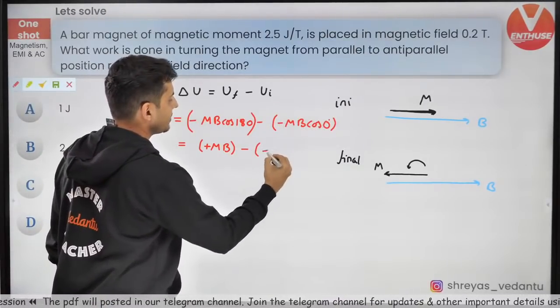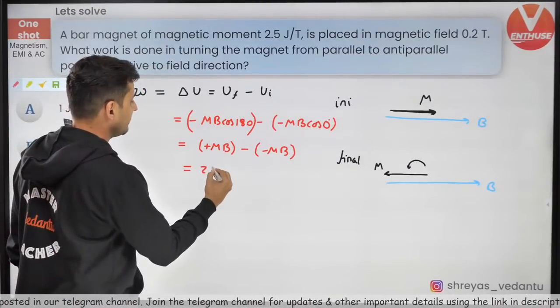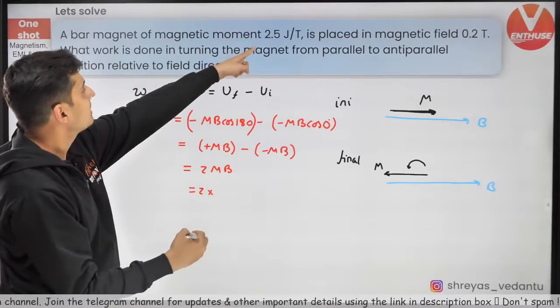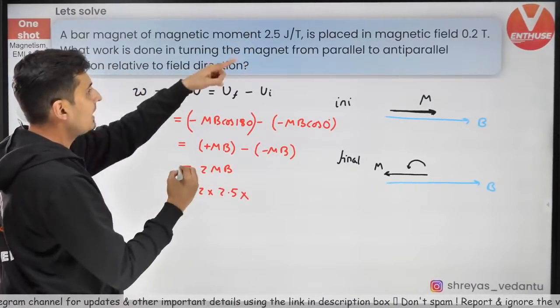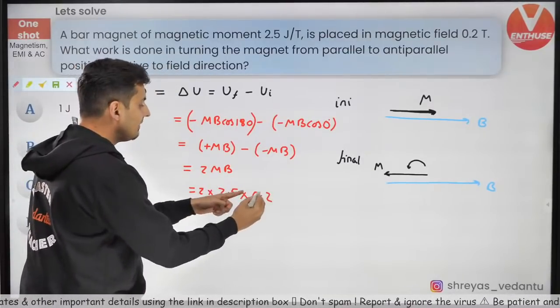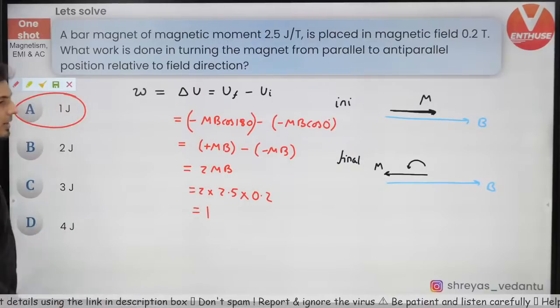This cos 0 is 1, so this will be minus MB as it is. So minus minus plus, so it will become 2 times MB. Now I think the m value is given. What is the value of m? It is 2.5. What is the value of B? The magnetic field is 0.2. 2 into 2.5 is 5, 5 into 0.2 is 1. Hence the correct answer is option A.